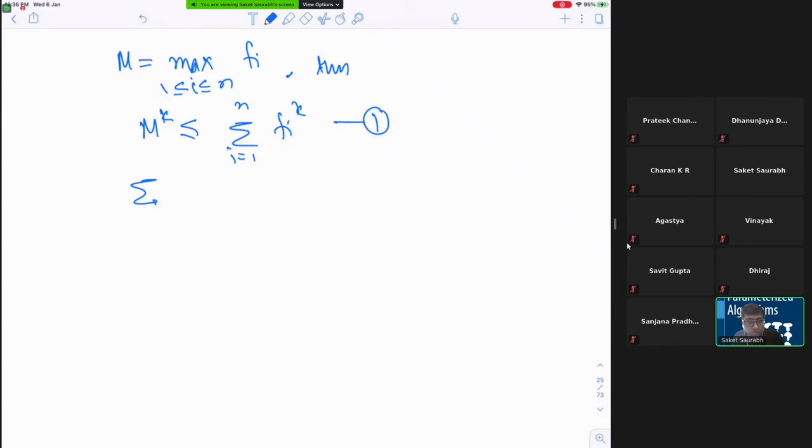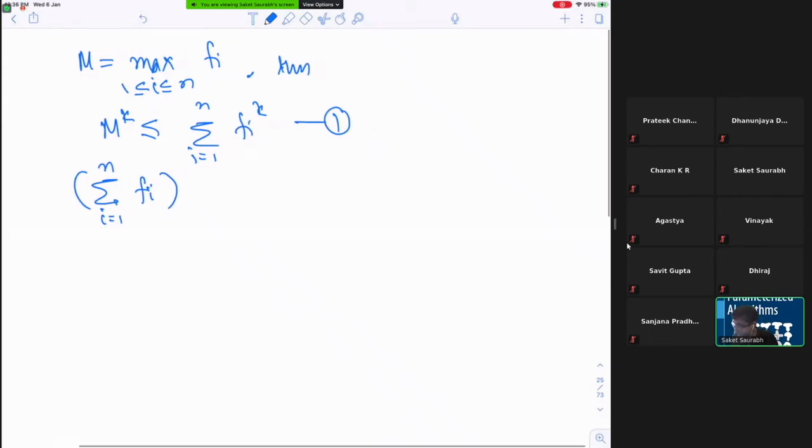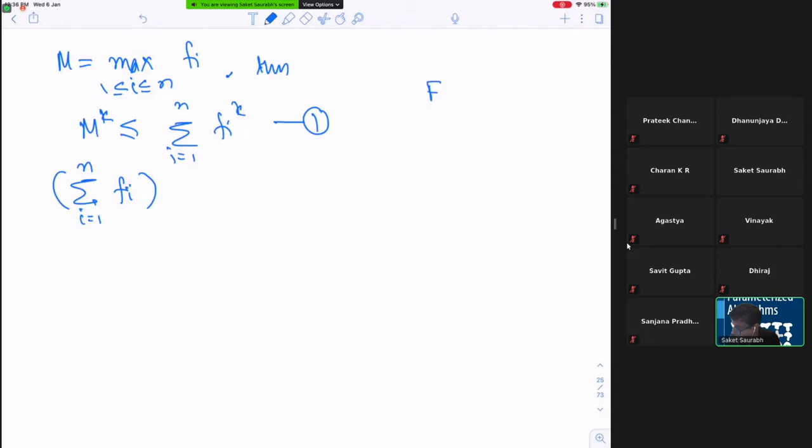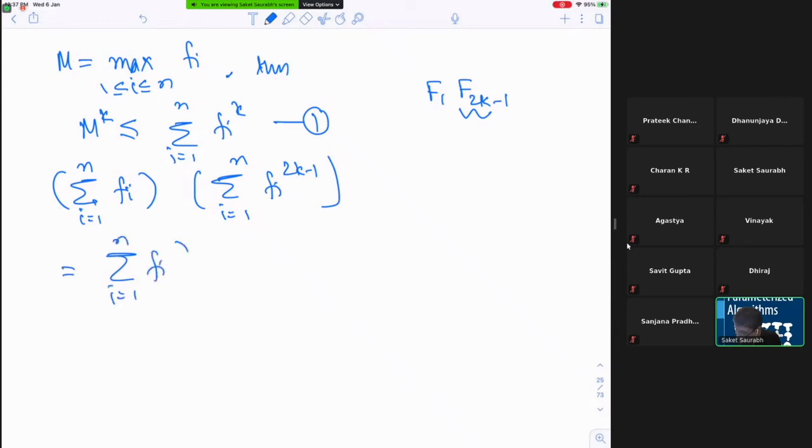Okay. So now I want to understand summation i equal to 1 to n of f_i, and then I have another one. If you remember, we had f_1 times f_2^(k-1). So I'm going to write one f_i, and from here take one f_i^(k-1), and upper bound. Summation i equal to 1 to n of f_i^(2k-1). This is what I'm trying to understand. Now, what I'm going to do is summation i equal to 1 to n of f_i.